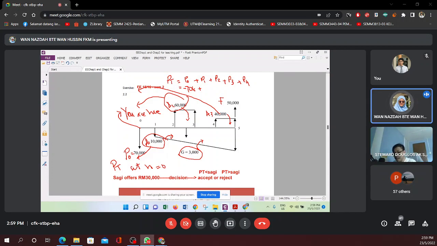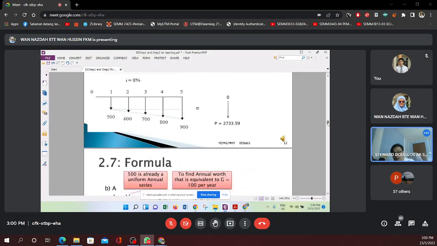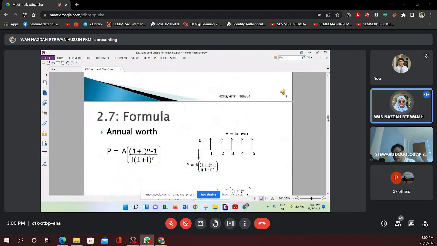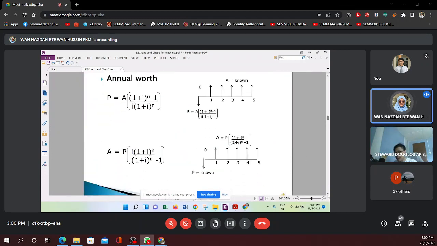Have you referred to the correct formula? Tadi saya ada buat P juga. Eh, jangan main kira-kira tau. Tengoklah formula betul-betul. Alamak, risaulah orang ni.